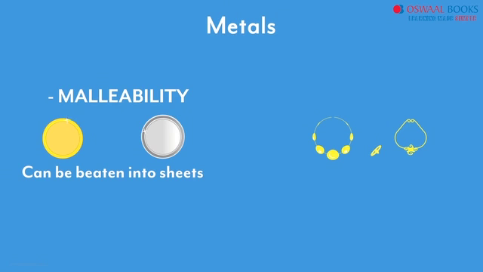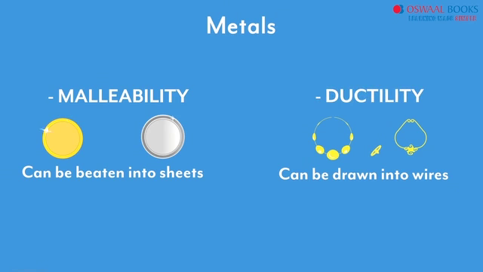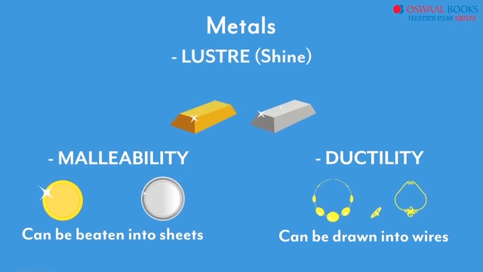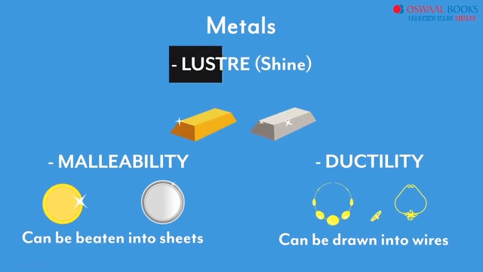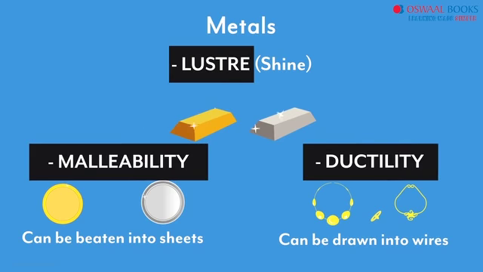When ornaments are made, these metals have to be drawn into wires. Metals can be drawn into wires and this property has a fancy name too. Do you know what it is called? It's known as ductility. Metals are ductile and malleable in nature. So far we have learnt three properties of metals. They have luster and are malleable and ductile.